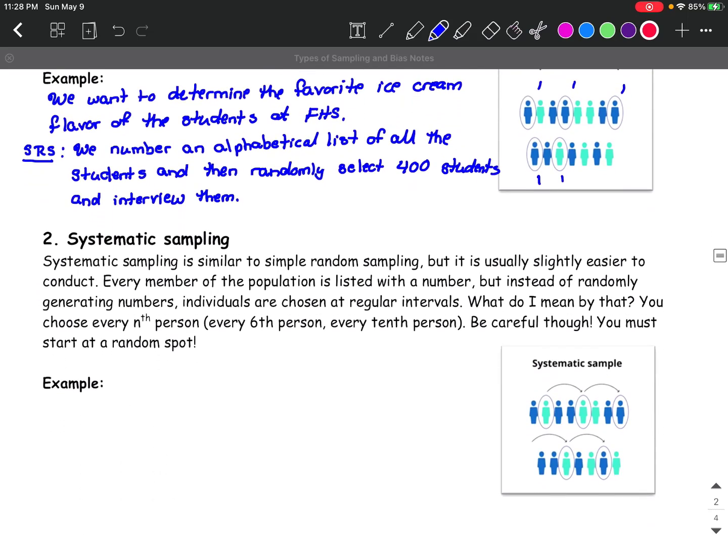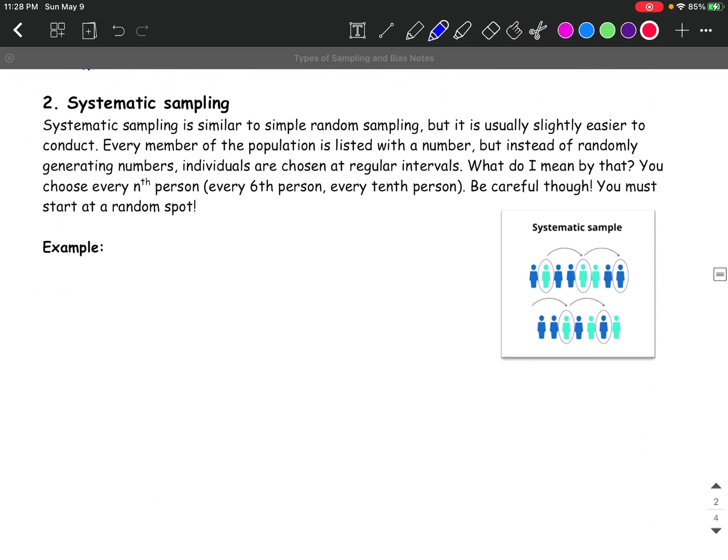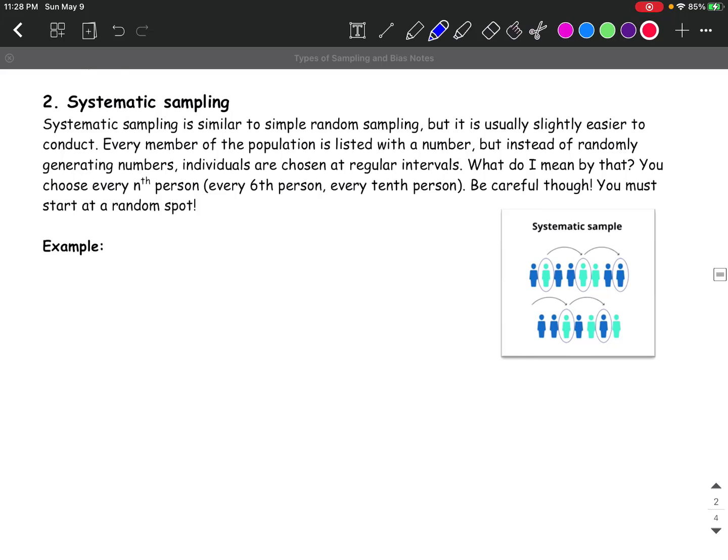Now the next one is systematic sampling. So systematic sampling is similar to simple random sampling, but it's usually slightly easier to conduct. Every member of the population is listed with a number. But instead of randomly generating numbers, individuals are chosen at regular intervals. That means we say every nth person, maybe every 6 people we're going to survey, or every 10 people we're going to survey. But there's a catch.